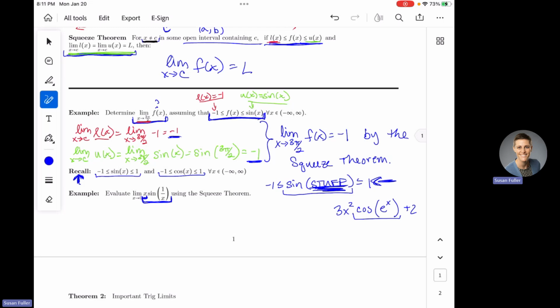You take the sine or cosine function, leave whatever is inside it, and bound it between -1 and 1. You can't take any of the other stuff from the outside of the function. You're just going to start with the sine or cosine of whatever you've got. What we have here is the sine of 1 over x. My stuff is 1 over x.